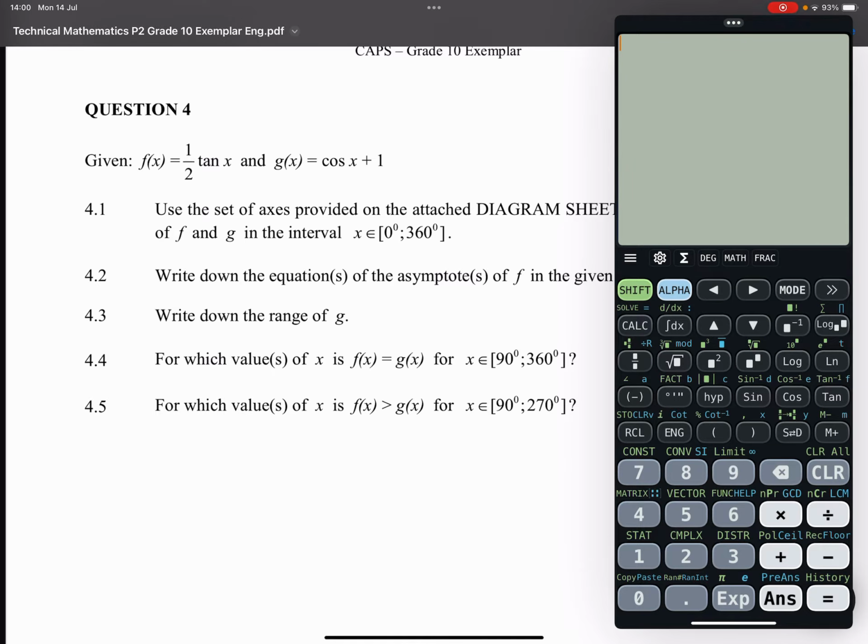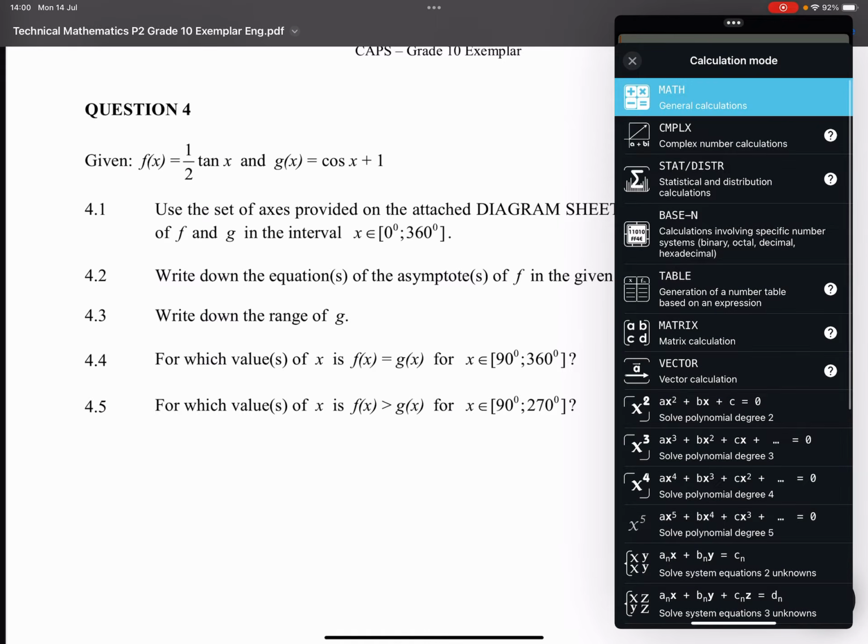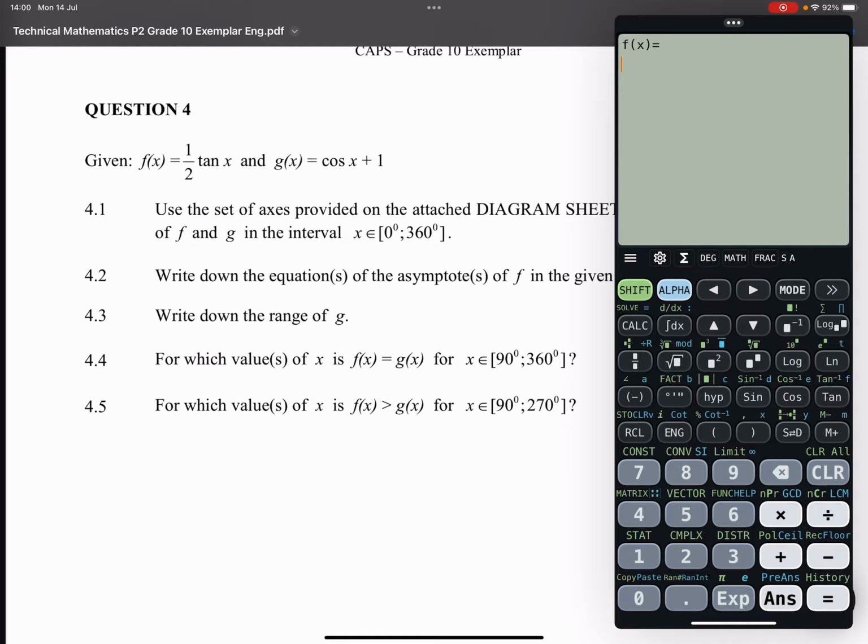So what you do is go to your calculator and say, we're going to have mode, we say table. So our f of x is 1 over 2 tan x. That's tan of alpha x. That's the first one that we have. And we go for g of x. I'm removing what was there already. So this is going to be cos of alpha x, plus 1. All right, so that's my f of x and g of x.